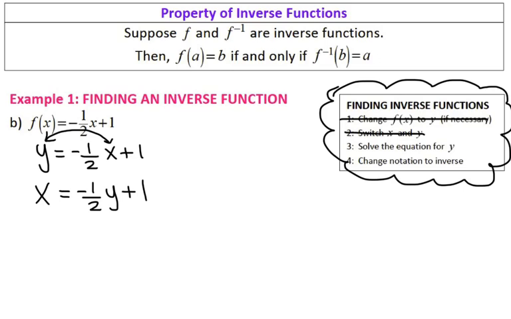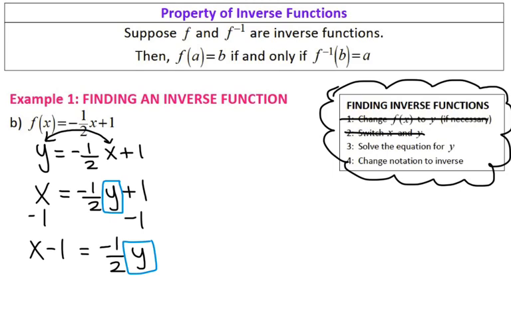Second step, done. The third step is when you're actually doing all of the work. So the third step is to solve the equation for y. So I'm trying to get my y by itself. Well, what is happening to the y? You're multiplying by negative 1/2 and adding 1, so I need to undo all of that. So I'm going to start by subtracting 1 from both sides. So I have x minus 1 equals negative 1/2 times y. Again, trying to get that y by itself. Since it's being multiplied by negative 1/2, we want to divide by negative 1/2.